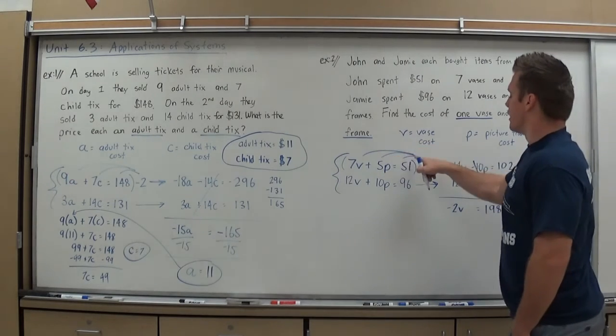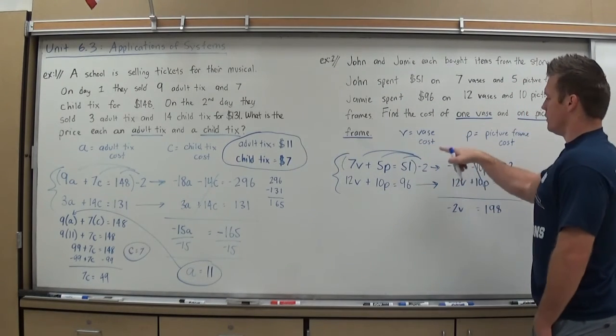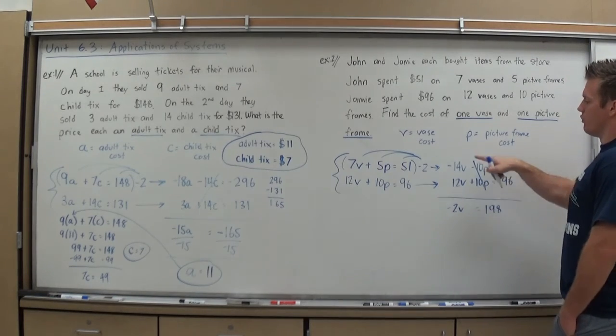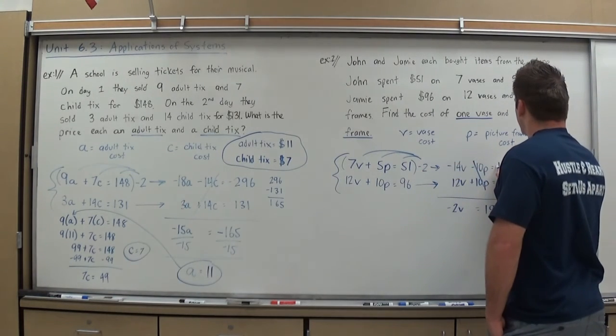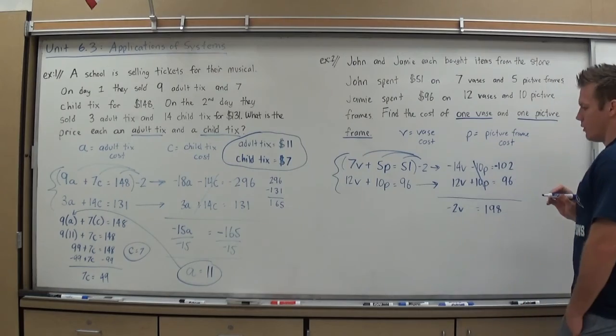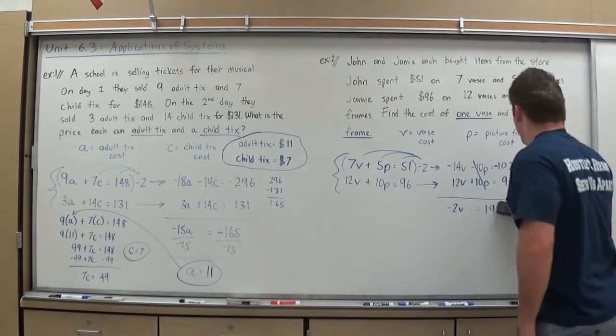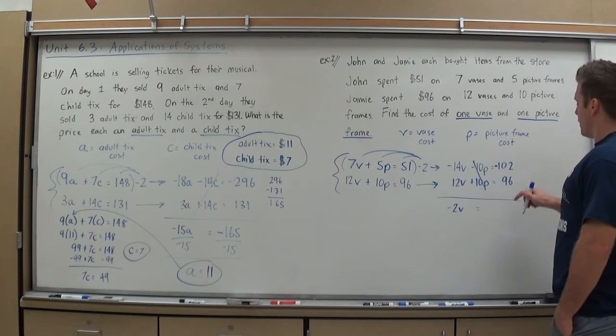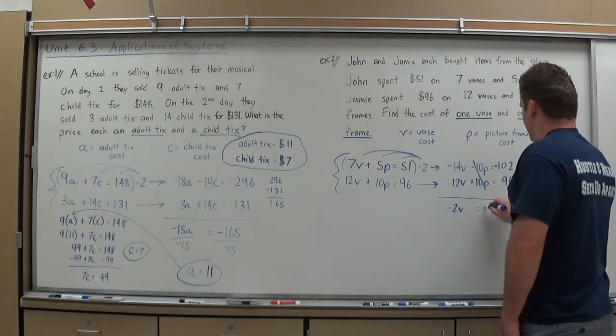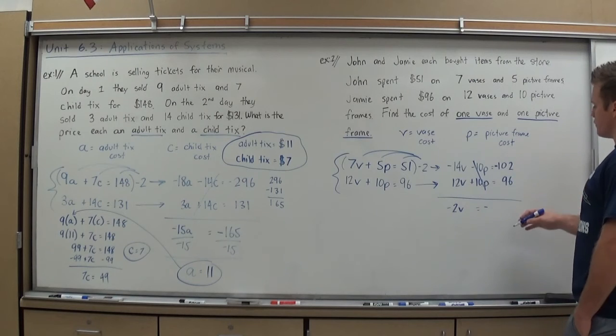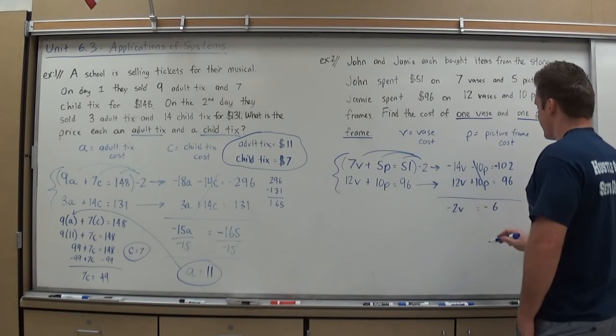I'm supposed to multiply everything by -2: -14V, -10P, 102, I forgot to make that negative. So I'm going to change that to a -102. This is why it's real important to check as you go along. Now I'll add it. So now that is a negative answer because 102 is more negative, and the difference between those is 6, so it's -6.